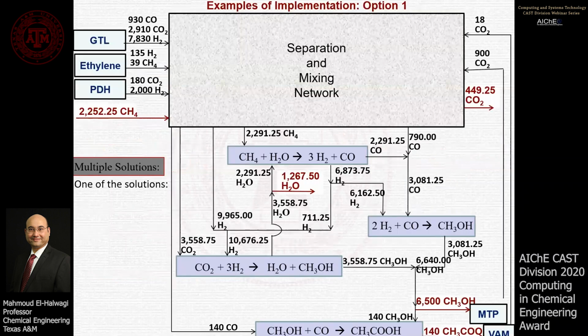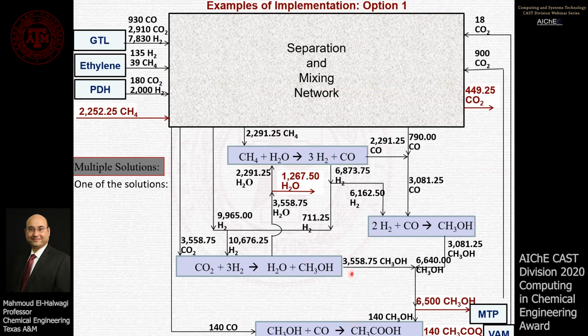For example, here is an option. It has steam reforming of methane. It has CO2 hydrogenation, and it has methanol synthesis. It has acetic acid from methanol and CO. So we have detailed the building blocks for the CHOSEN.